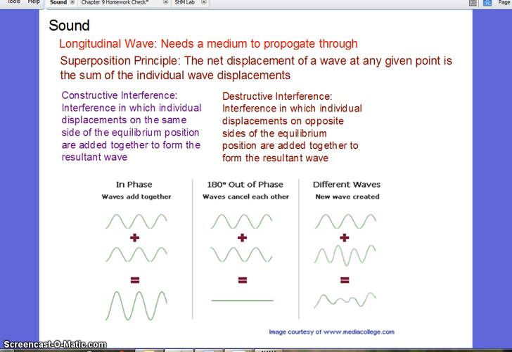Now, sound needs a medium to propagate through. What this means is that sound needs some kind of a material. It doesn't exist in a vacuum because there's nothing vibrating. It usually exists in air. We usually hear things in air, and it's the air molecules vibrating back and forth.